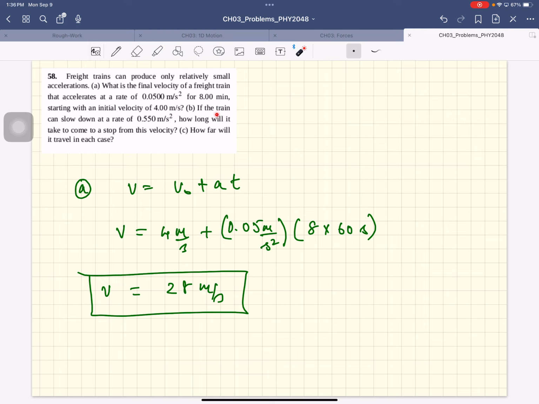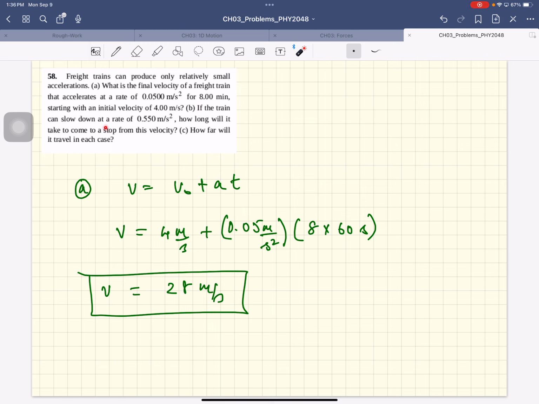Now it says if the train can slow down at a rate of 0.55 meters per second squared. So you see the speeding acceleration is 0.05, and the braking acceleration, deceleration, is about 11 times greater. Okay, and again, force is equal to mass times acceleration. So to stop, you're working 11 times harder. Okay. Again, so the braking acceleration is that.